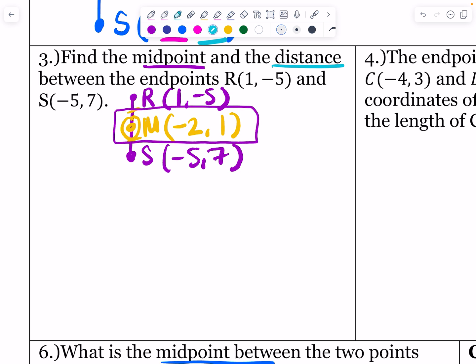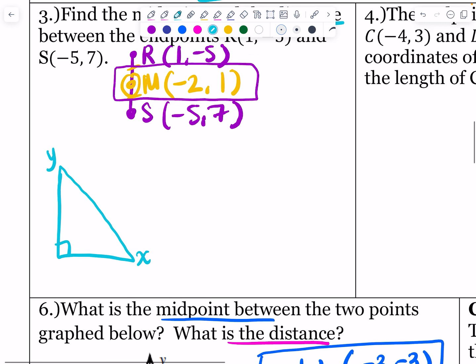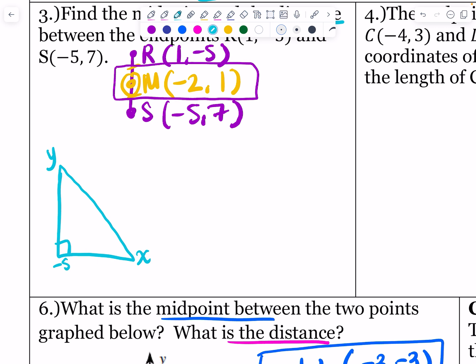So when you find the distance, that's where you draw your right triangle. Okay, so there's my x values, there's my y values. What are my x values? 1 and -5. So how far is 1 away from -5? We'd subtract these. That is going to be 6 units away, and this leg is always going to be positive. Okay, let's do the same thing for my y values.